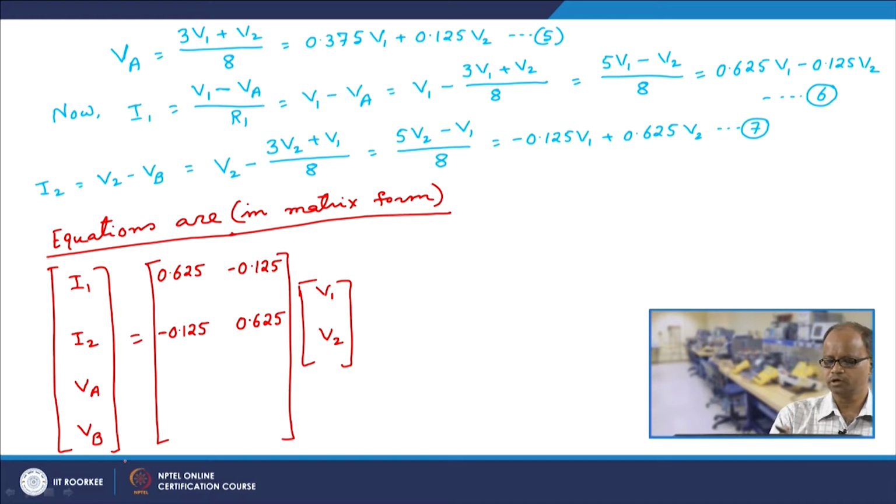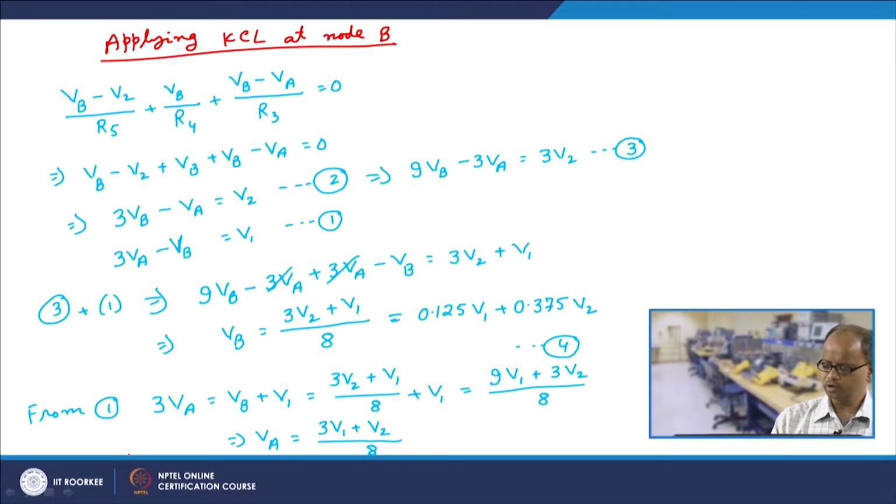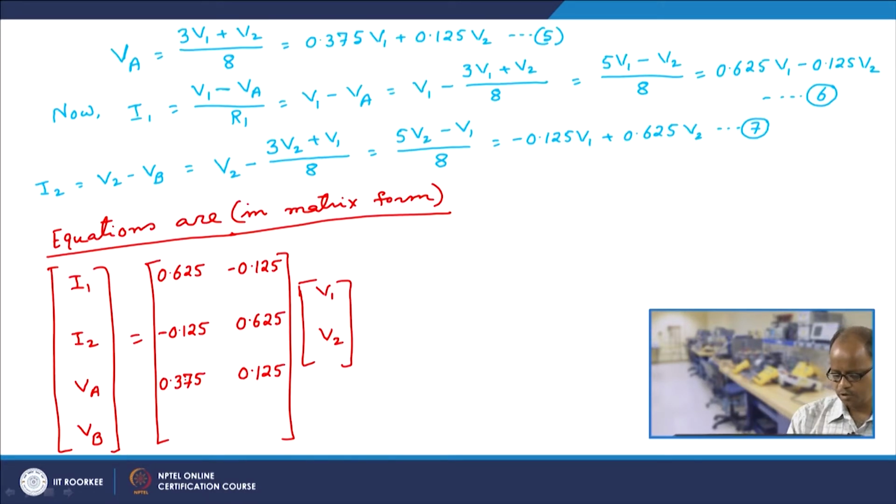VA is 0.375 V1 plus 0.125 V2, and VB is 0.125 V1 and 0.375 V2. So, this is the measurement model. These are all measured quantities and this is the unknown x vector. Therefore, this is the H matrix.